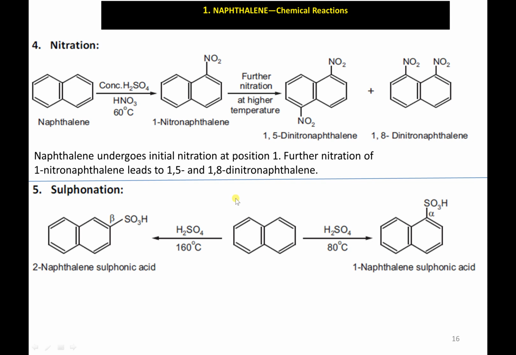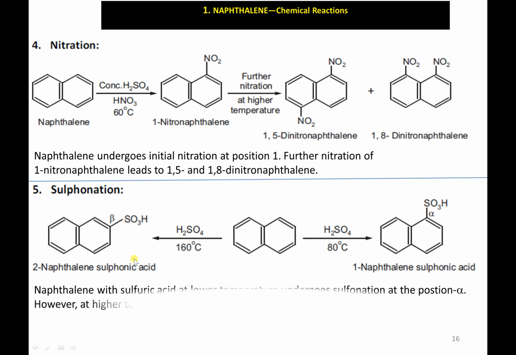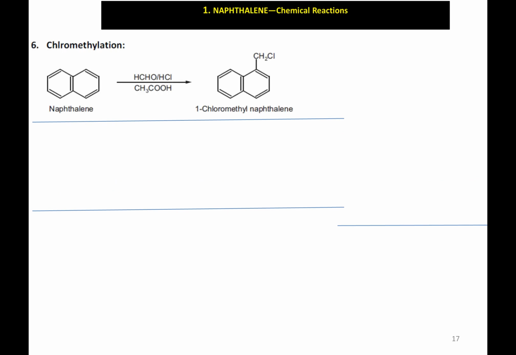Sulfonation has always been a typical thing, and with simple sulfuric acid at 80 degrees temperature, this can be fuming sulfuric acid, of course, you will get alpha sulfonation and you get naphthalene 1-sulfonic acid. But if you increase the temperature, make it more drastic, it becomes a beta sulfonic acid or naphthalene 2-sulfonic acid. Higher temperature leads to the beta position. Chloromethylation, under the classical conditions of formaldehyde and HCl in acetic acid, you get the 1-chloromethyl naphthalene derivative.